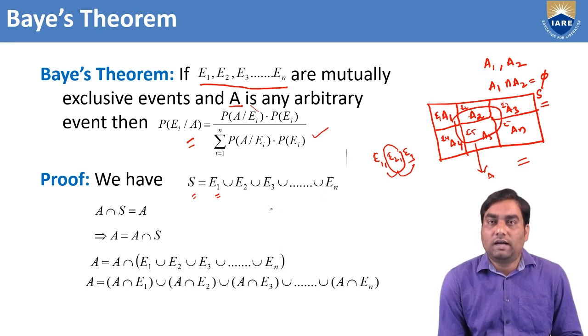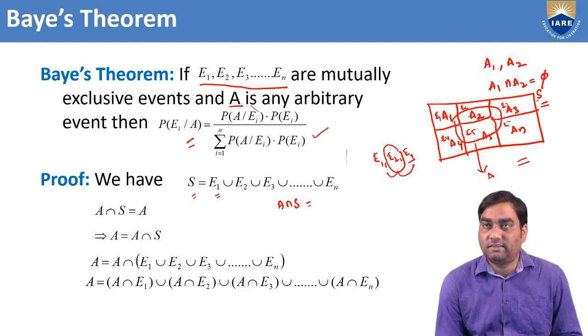Now, consider A intersection S. What happened? In this diagram, this is S, this is A. A intersection S will be A only, because A is a subset of S. No?